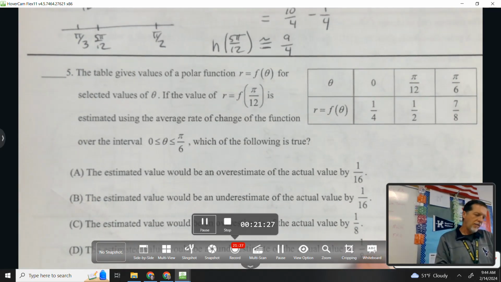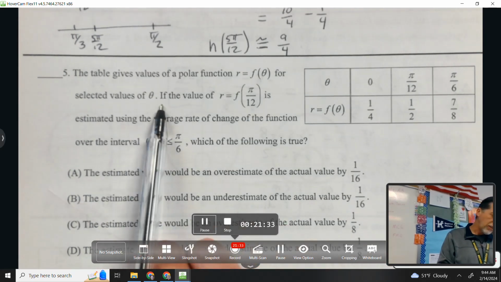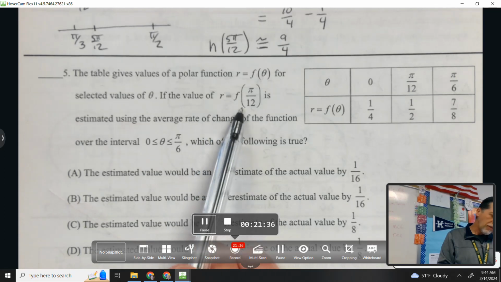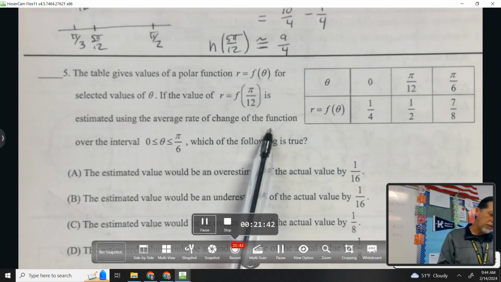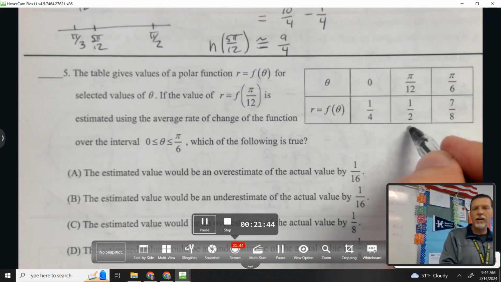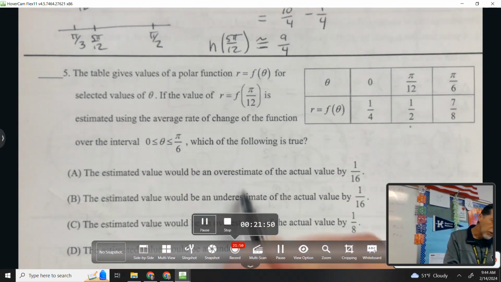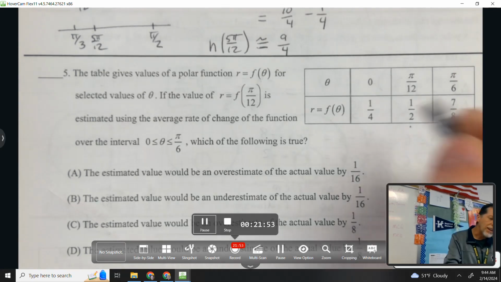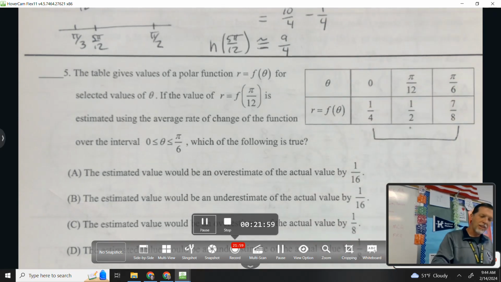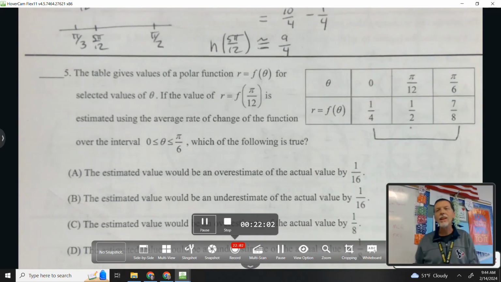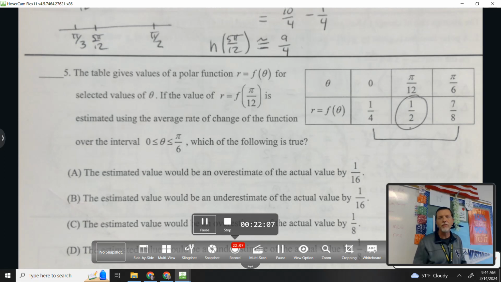Number 5. The table gives values of a polar function for selected values of theta. If the value of f of pi over 12 is estimated using the average rate of change. Okay, so the actual value is 1/2, but if we use the average rate of change to estimate it, which of the following is true? I need to ignore this point for now, but I don't want to mark it out because I need it. So I'm going to estimate this and then compare and see whether it is over or under and by how much.